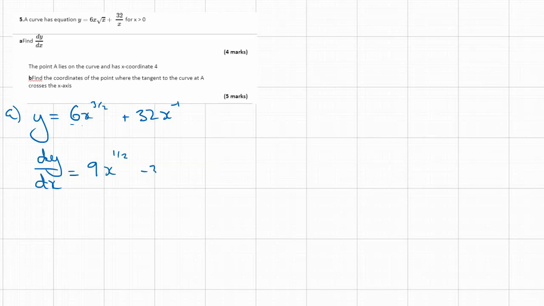Times by the power, take 1 off the power. Don't put it to 0 because you think 1 take away 1 is 0. Remember, it's a minus 1. Thinking number lines. Anyway, that's that.